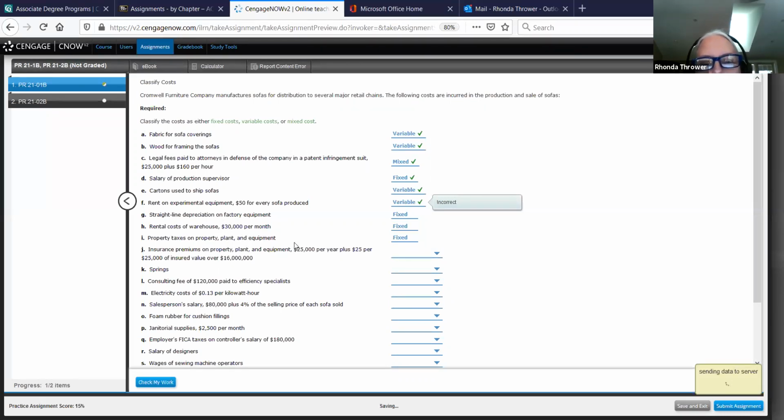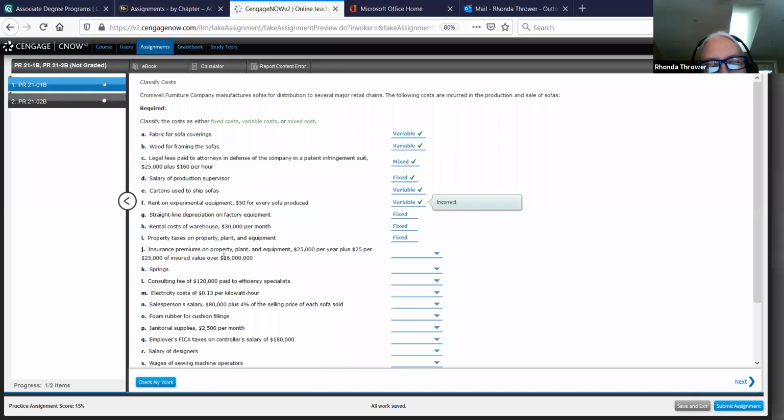So property taxes are considered to be fixed cost because they're basically the same every year unless you bought more property and then it will change, but it'll be basically the same amount every year unless the government decides to raise the amount of the taxes. But it's basically a fixed amount.